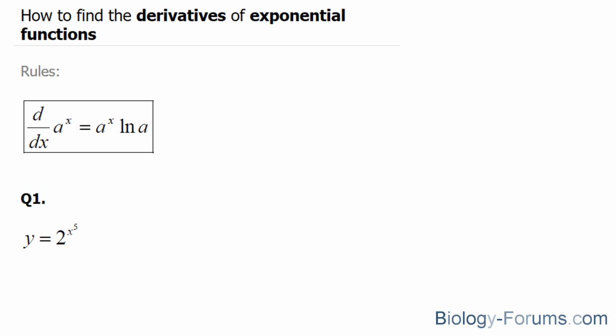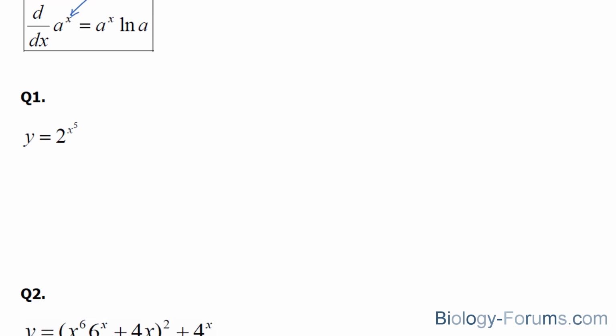In this demonstration, I'll show you 3 examples on how to find the derivatives of exponential functions. The rule when it comes to finding the derivative is the following. Notice that this part of the equation remains the same. You also find the derivative of the exponent, and then the base of the exponent becomes the ln of that base. Let's start off with question number 1.